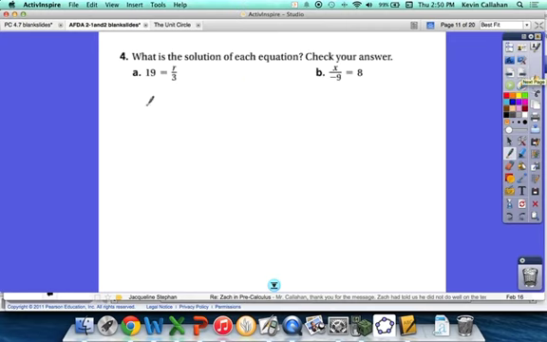Right, same thing. R over 3 equals 19. The R is being divided by 3, so we're going to multiply times 3. 3's cancel. R equals 57.